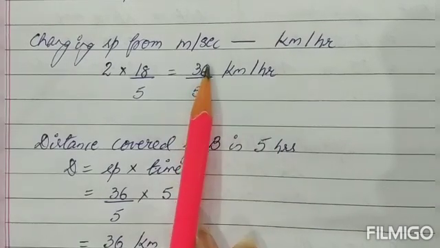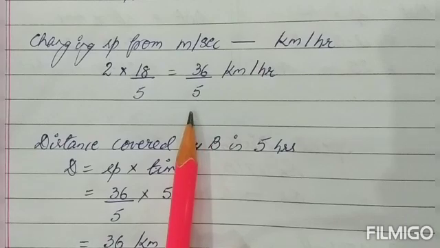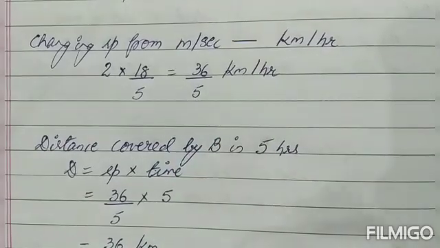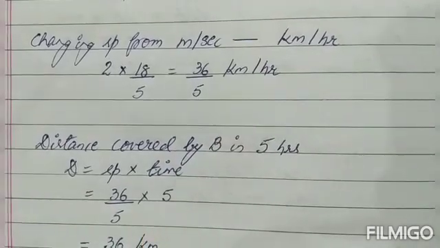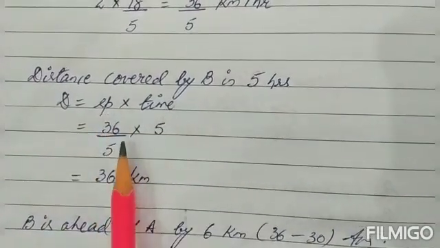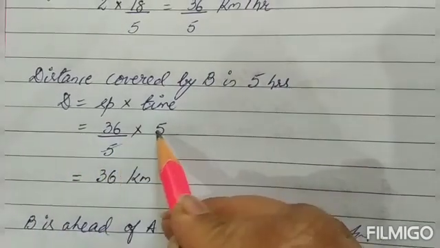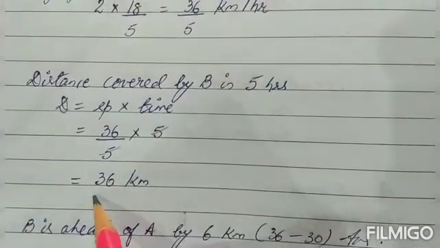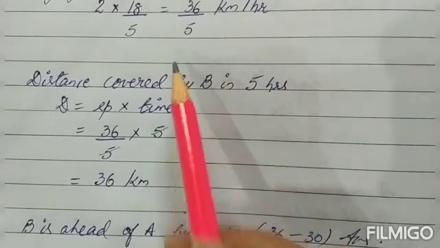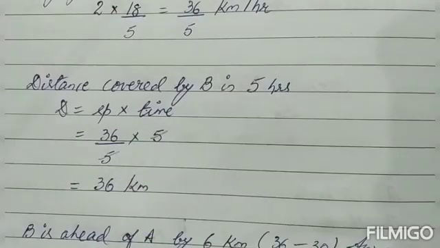Now I'm not changing into decimal over here because when you keep it in fractions, the reduction becomes easy for the further question. Now distance covered by B in 5 hours will be how much, children? Speed into time. Now 36 upon 5 into 5. Now see, it becomes so easy over here. I can reduce 5 and 5. So straight away I got my answer. Had I changed 36 upon 5 into decimal, then again I would have had a problem over here.